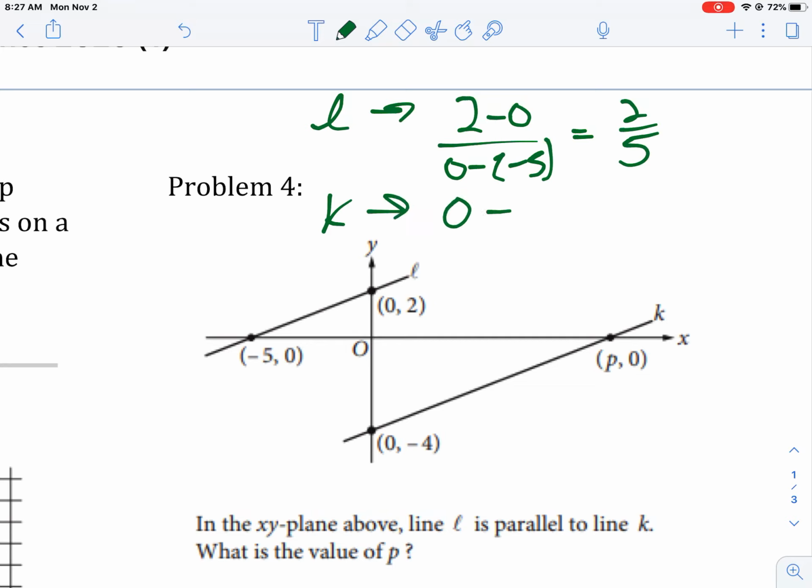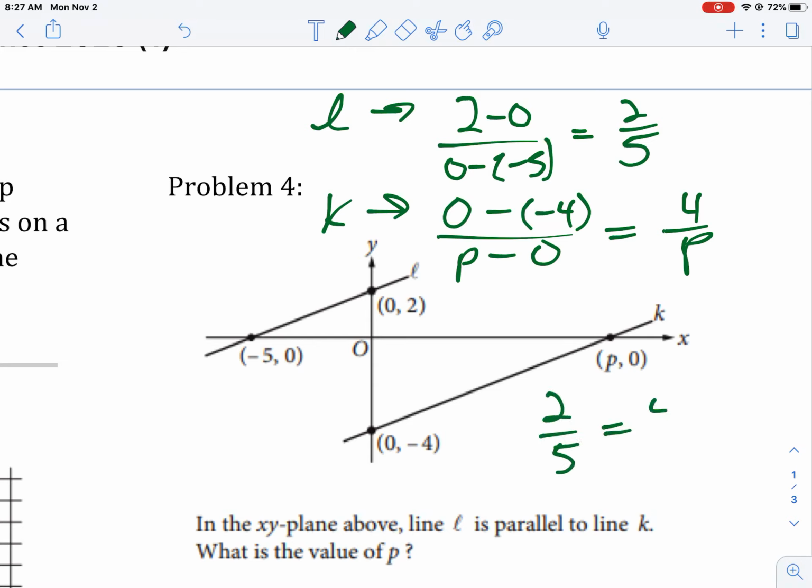So on top I have 0 minus negative 4 over P minus 0. So that gives me 4 over P, okay? So 2 over 5 equals 4 over P. And notice they multiplied by 2 on the top, so we just multiply by 2 on the bottom to get our answer, P equals 10. And that would give us the same slope.